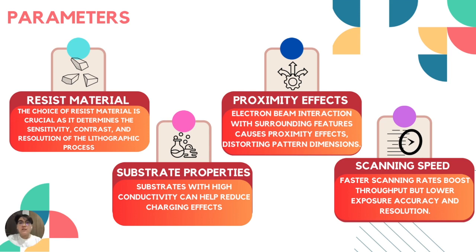Finally, scanning speed influences total process throughput, with faster scanning rates enhancing productivity but potentially reducing exposure accuracy and resolution. Considering these aspects is critical for improving the EBL process and getting desired lithographic results.